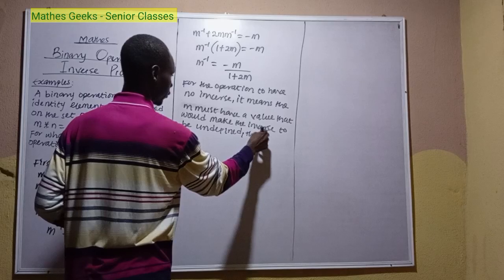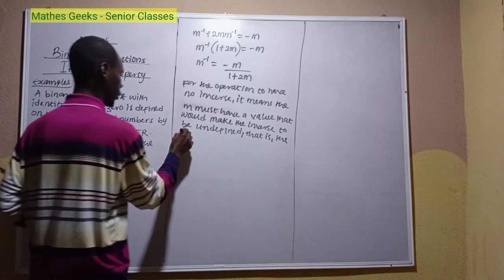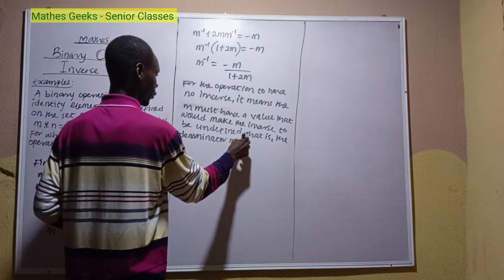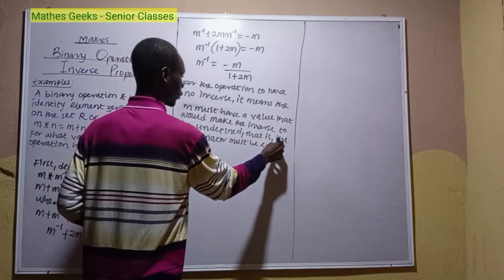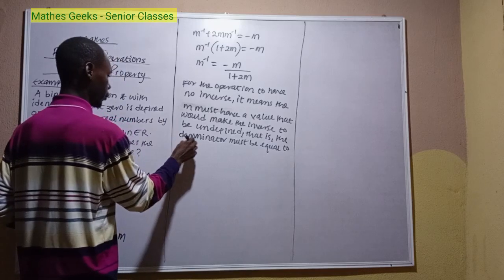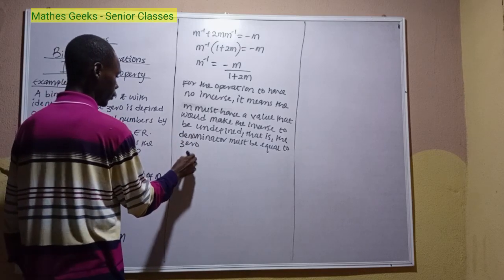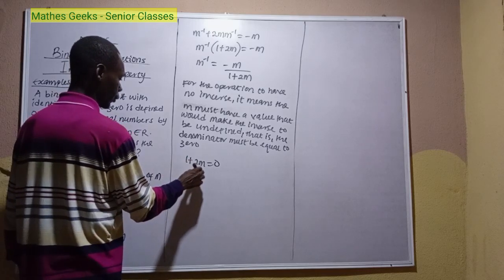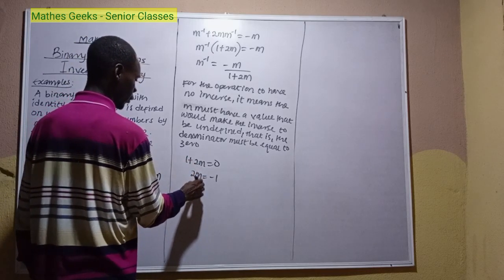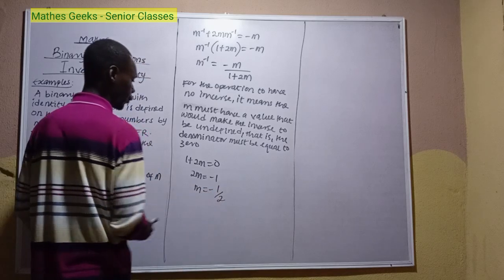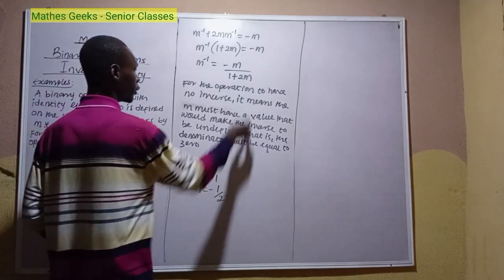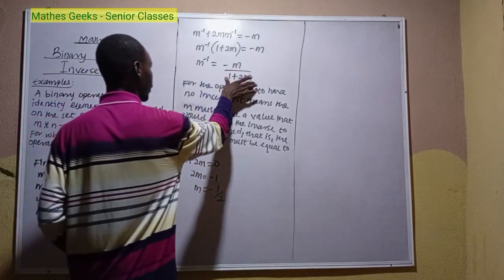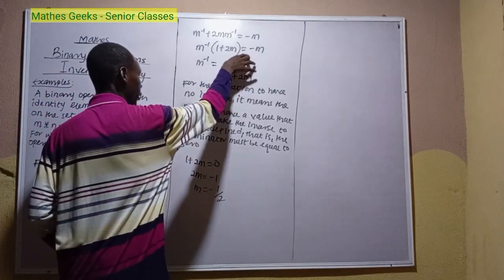That is, the denominator must equal 0. So 1 plus 2m is equal to 0, and then 2m is equal to minus 1. So m equals minus 1 over 2. So if you put this in place of m here, and you solve and simplify, you discover that this denominator will be 0.